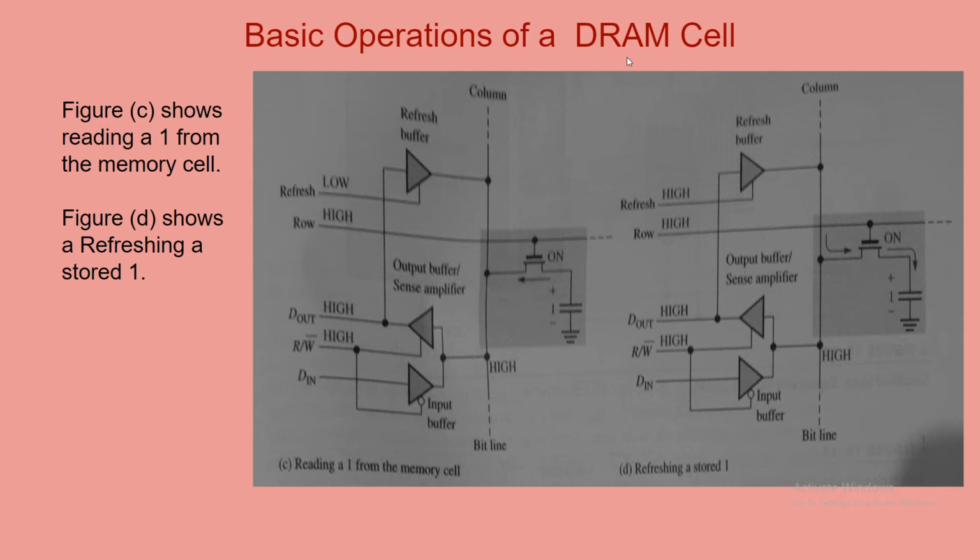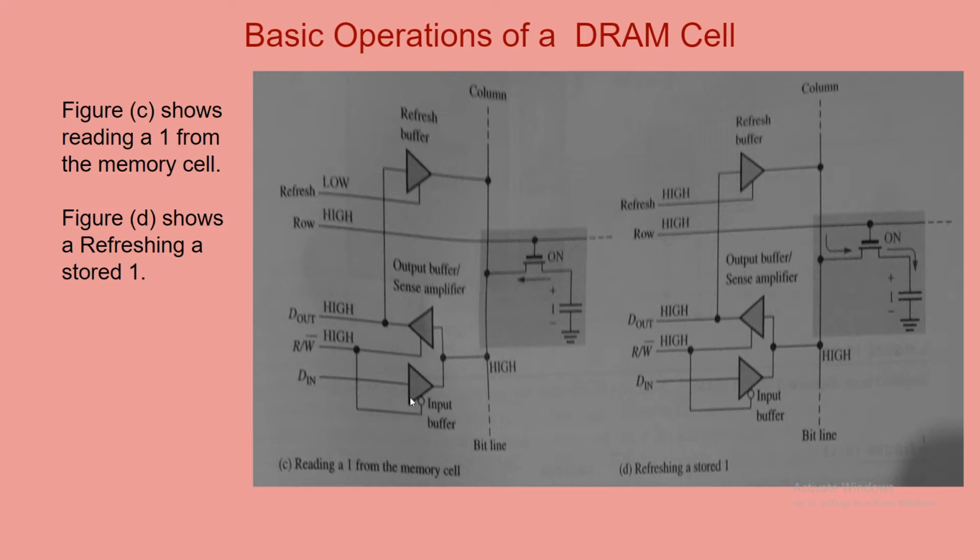Continuation of basic operations of a memory cell. Here figure C shows reading a 1 from the memory cell. In order to read data from this memory cell, this read-write line should be high. When this is high, it disables the input buffer and enables the output buffer. This is the input buffer. In order to enable this input buffer, this line should be low. Here this line is high.